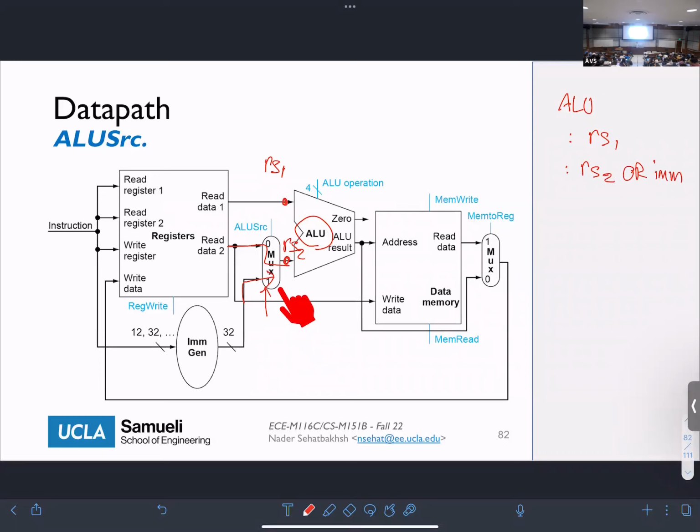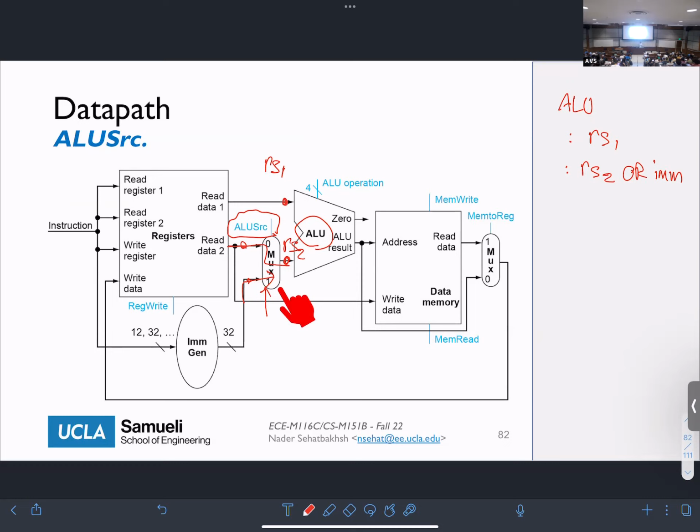And why do we have such a scenario? If you look back at our 10 instructions, all of our operations were done either with RS1 and RS2 as the operands, or with RS1 and the immediate as the operand. How do we distinguish between these two? There's a control signal called ALU source. It's just 1 bit that comes from the controller, and the controller will say whether this has to come from the immediate or from RS2.